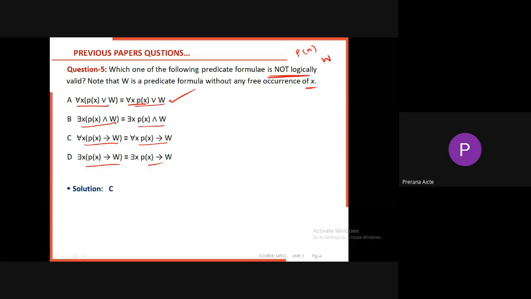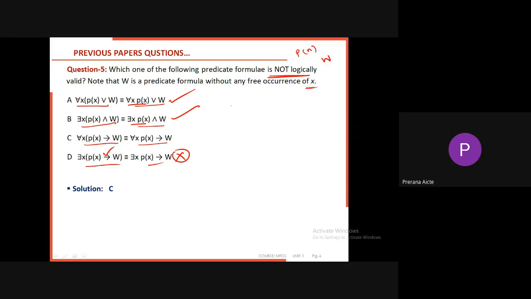Next, there exists x, P of x and W. Here also it is the same. And coming to D, there exists x, P of x implies W. But whenever we have implies here, it is not the case. We will see why we are not getting this. Now coming to C, C is the correct answer.